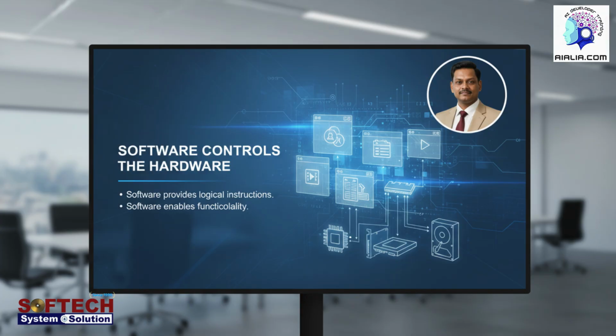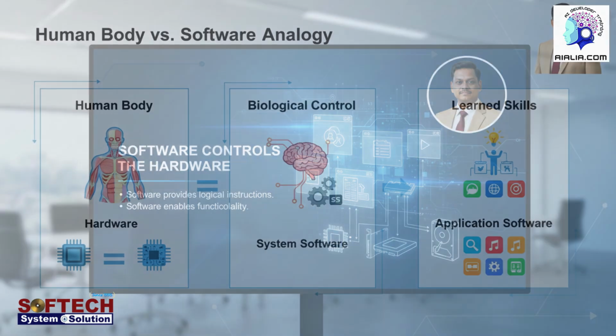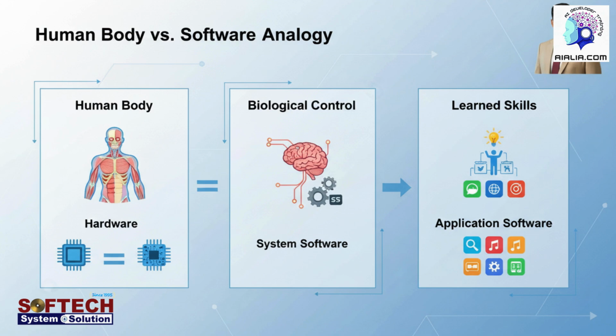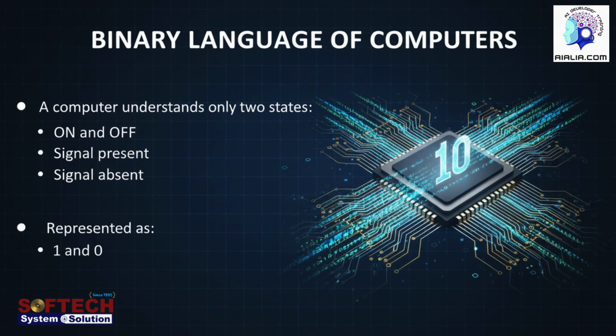For example, Android OS controls mobile hardware. iOS controls Apple devices. Without system software, hardware is non-functional. Similarly, in the human body, biological control mechanisms such as heartbeat and neural signals function like system software. Skills such as swimming or driving function like application software. So the mapping is clear. Body equals hardware. Biological control, system software. Learned skills equal application software. This structure applies universally.